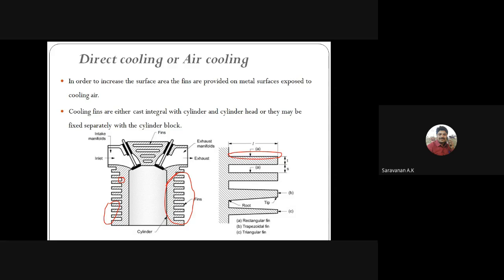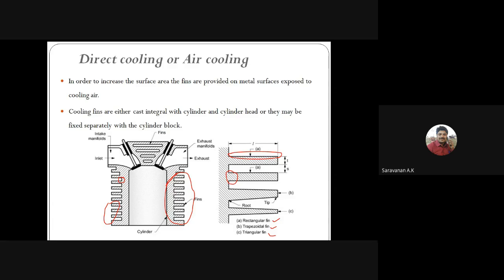Here I mentioned three types of fins: the rectangular fin, the trapezoidal fin, and the triangular fin. While comparing these three, the rectangular fin may get a lower efficiency. Why? Because you can see this area is called the root area, where the fin is connected to the cylinder wall.